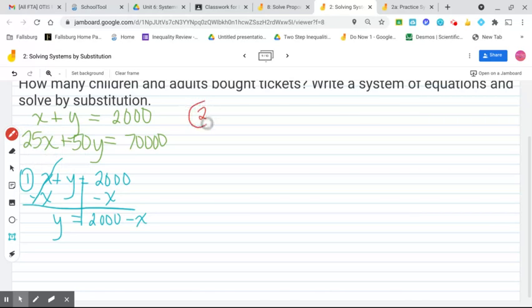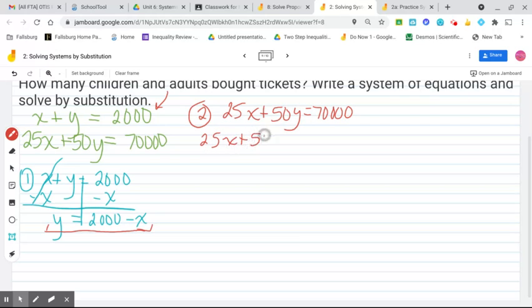Now the second step is to substitute. Remember, we solved for y in our first equation. Now when we substitute, we must substitute this into our second equation. So I have 25x plus 50y equals 70,000. I'm going to substitute into here. So it's going to be 25x plus 50 times y, but instead of y, we're going to put it in terms of x, which is 2,000 minus x, and that equals 70,000.